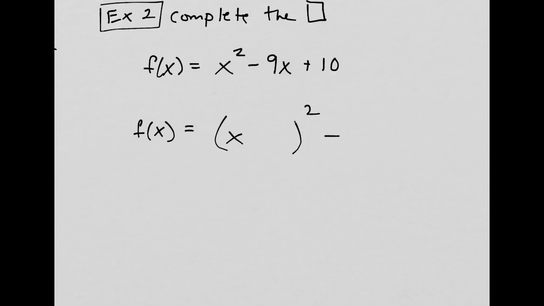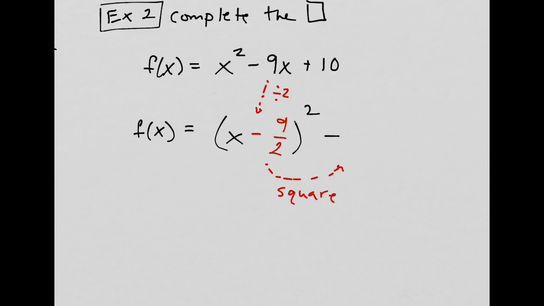So that would be negative 9 over 2. It doesn't go in evenly. I could just leave it as negative 9 over 2. So that was divide by 2. And then what do I write here? Like, what do I have to do to this? Square it. So square.